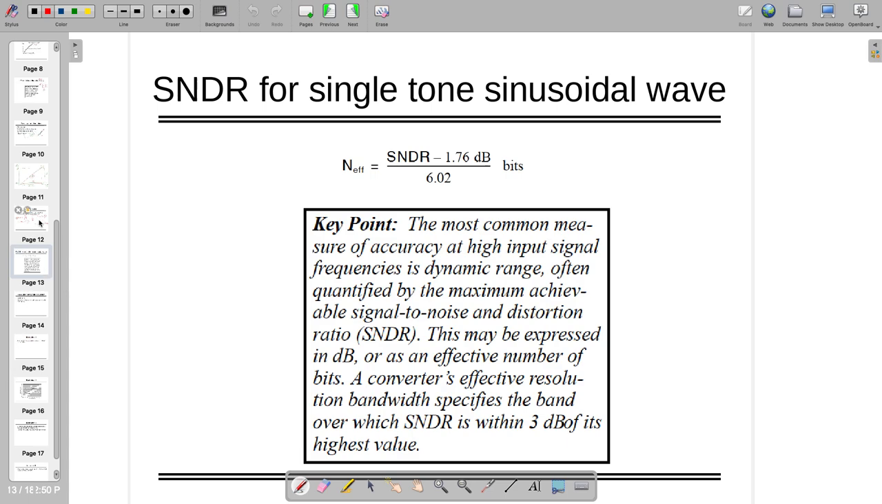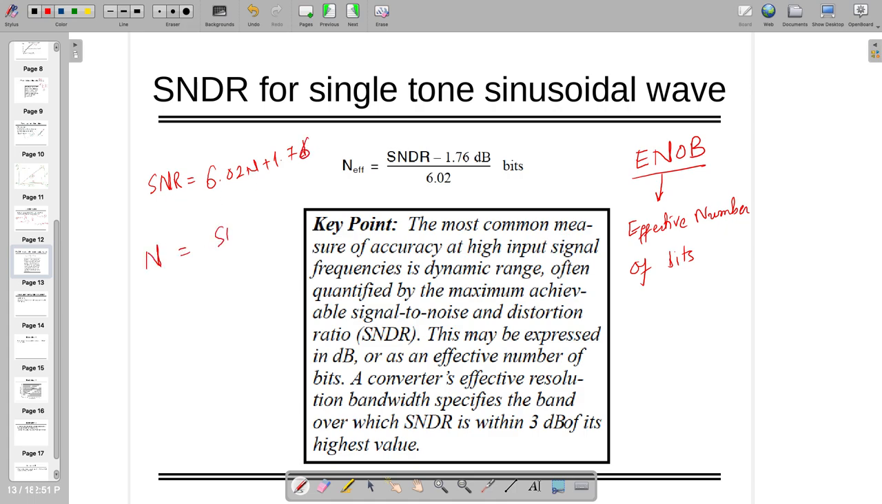One more thing, there is something called ENOB, which is known as effective number of bits. ENOB is measured from the SNR equation, which is SNR equal to 6.02 N plus 1.76 in dB. So you can find out N equal to (SNR minus 1.76) divided by 6.02.